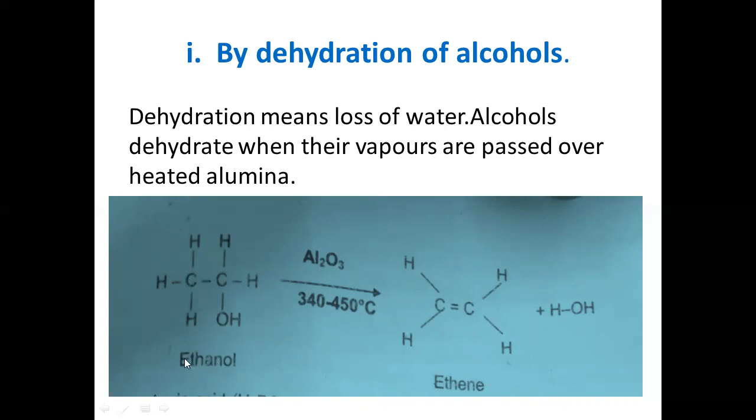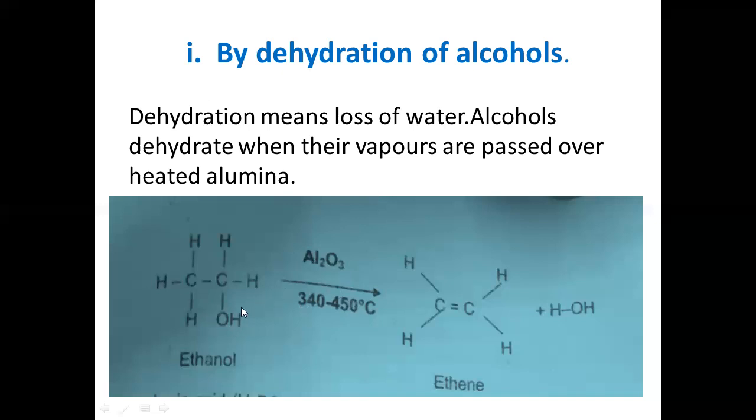So for 2 carbon atoms, we will use ethane, and the e of ethane is replaced by ol. So from ethane it is ethanol. Only instead of the e of ethane, we will use these two letters, ol. So this becomes ethanol. Ethanol in the presence of alumina, Al2O3, aluminium oxide, also called alumina, and definitely we have to heat it at 340 to 450 degrees centigrade.